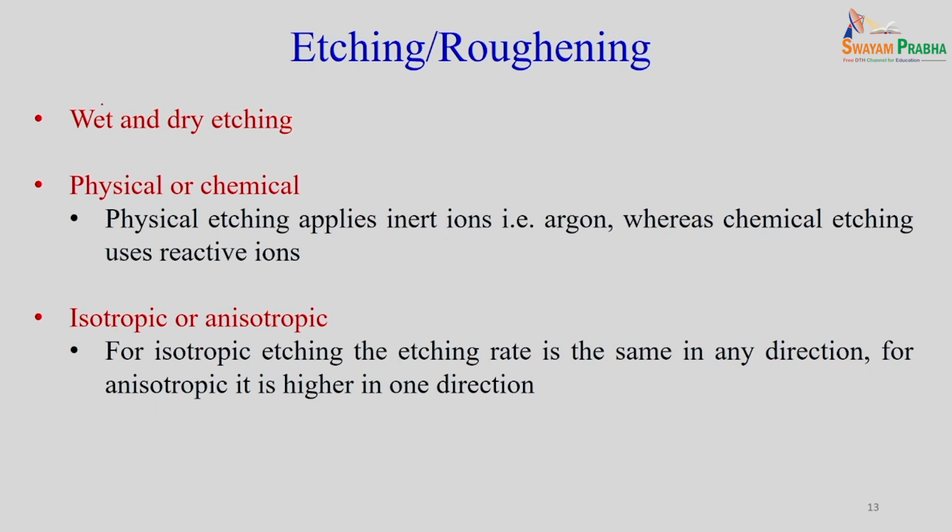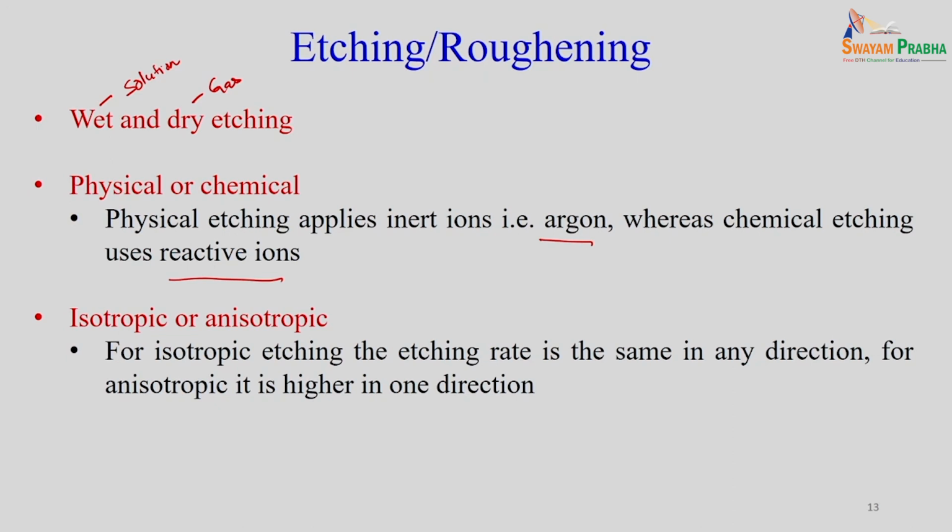Wet method means we are using a solution, and dry method means you are using some gas or vapor. Again, it can be physical etching if you are applying some inert gas such as argon. It can be chemical etching if you are applying reactive ions. If you are applying the inert, it is physical. If you are applying the reactive ions, it is called chemical etching.